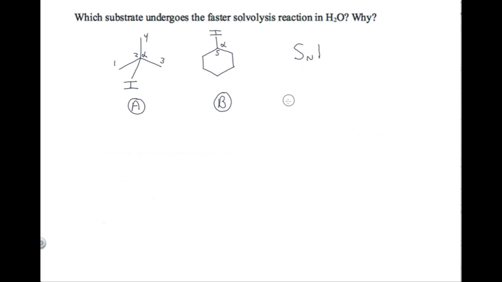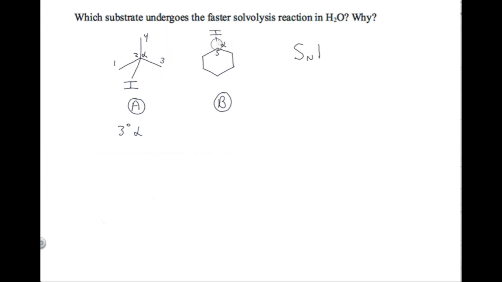Well, to compare these, they both have the same leaving group. So we can't compare them based on leaving group because that's the same. And they both have the same nucleophile, water. When you're making a comparison, you have to look for something that's different between the molecules. Well, the thing that's different here is the alpha carbons. And we compare alpha carbons by focusing on primary, secondary, or tertiary. The alpha carbon in compound A is tertiary, because carbon 2 is attached to 3 other carbon chains.